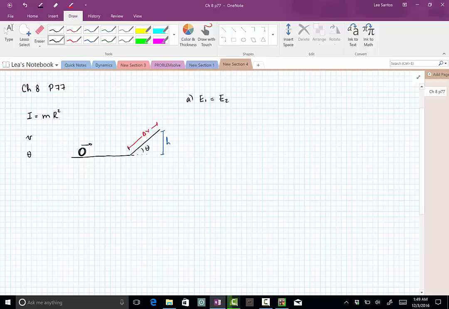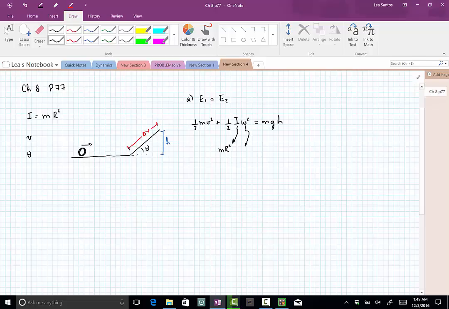Initially, the object has only kinetic energy, but remember it has both translational kinetic energy and also rotational kinetic energy. So we have here 1/2 of mv squared and also 1/2 of the moment of inertia and omega squared. At the end, the object will stop, it will reach the maximum height, and it will have only gravitational potential energy. Now mass is not given to us, but do not worry because you'll see that it will cancel. If we write the moment of inertia as mr squared, you see that the masses will cancel.